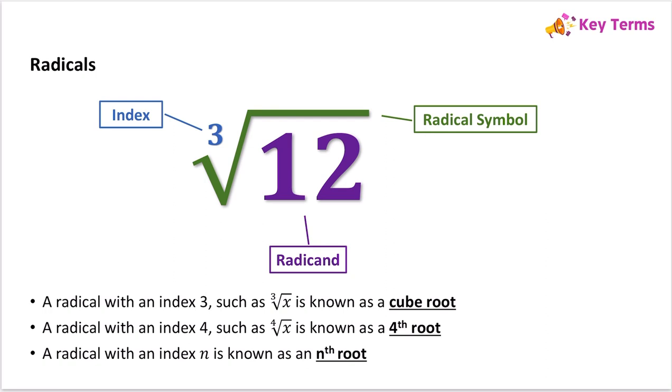It's called the cube root. Any index higher than that, we name it after the value of the index. So you can have fourth roots, and then if you want to generalize, you can say for any number n, I'm going to call this the nth root.